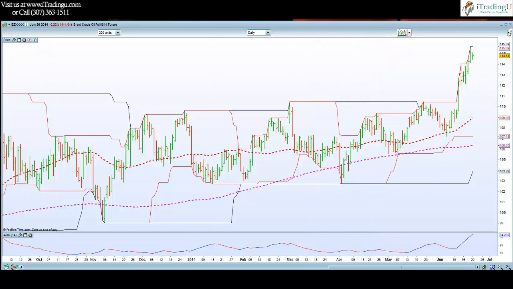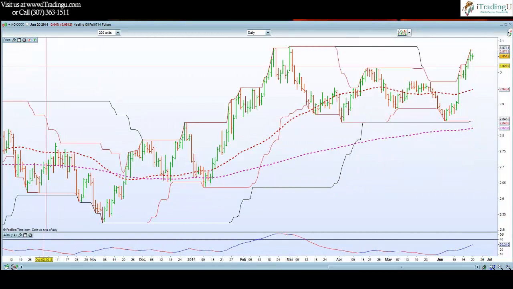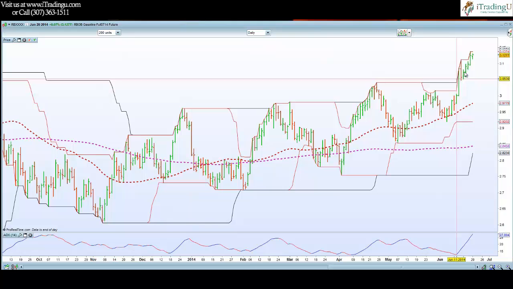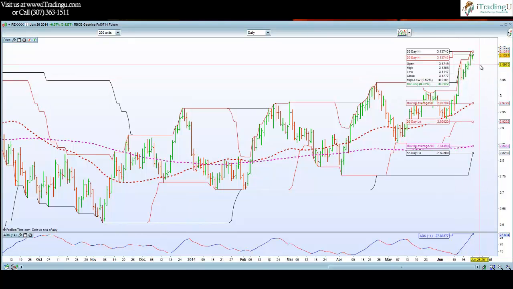Now there's a couple inside days in heating oil. There's also an inside day, and you could play that the same way. And there's also one in gasoline. Now, which one do you trade? Well, that's up to you. You could trade all three, or you could spread your risk between all three.